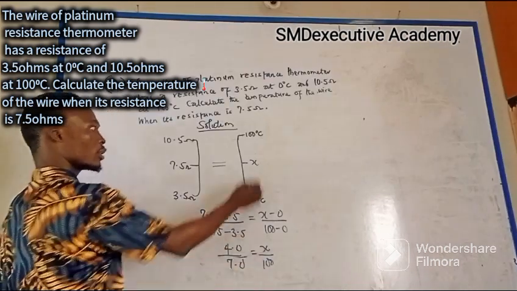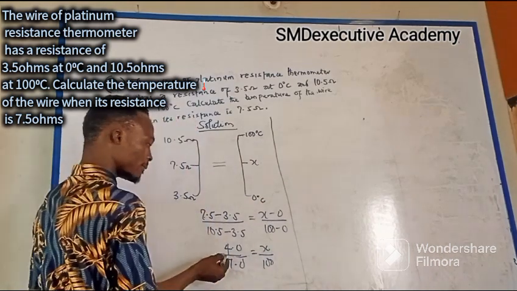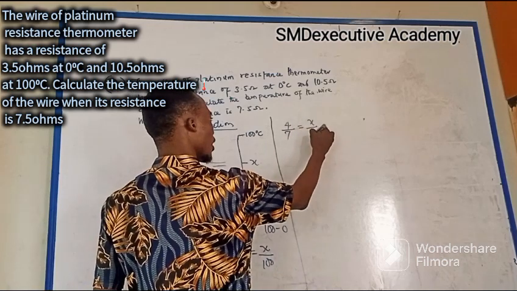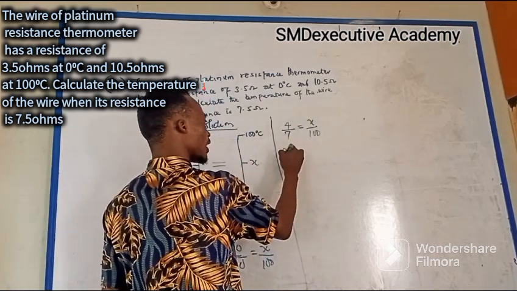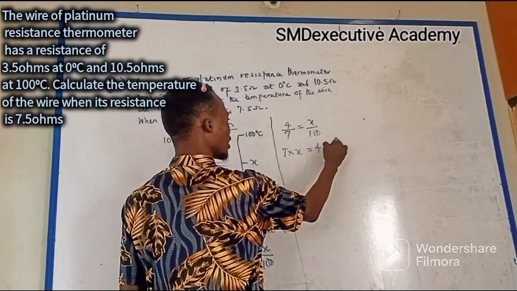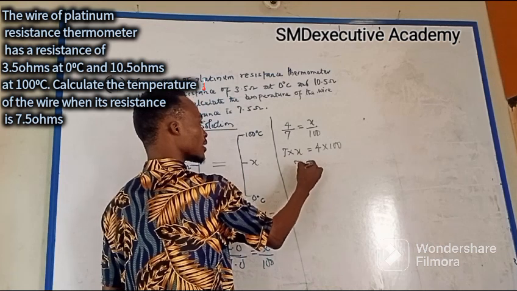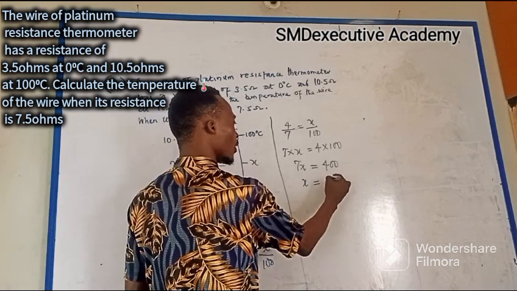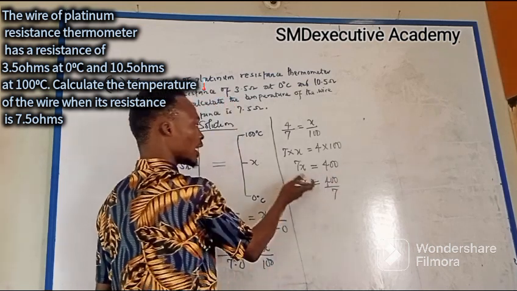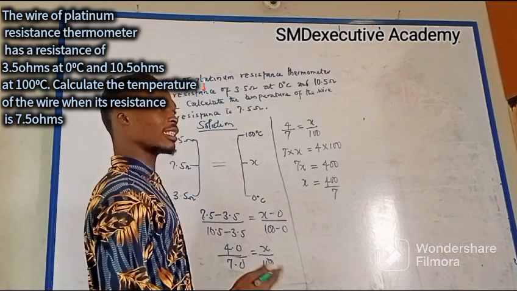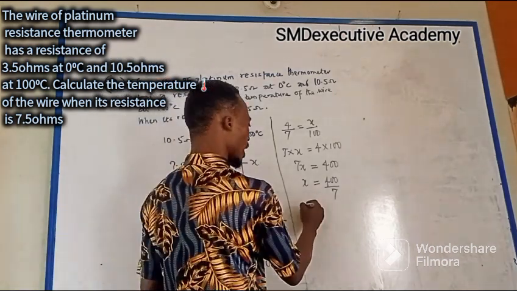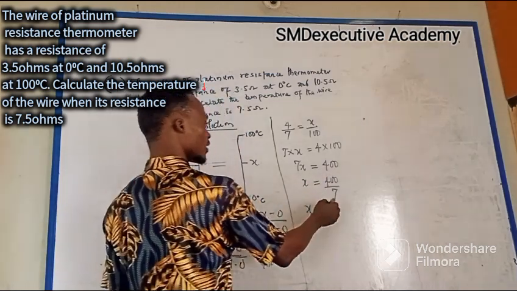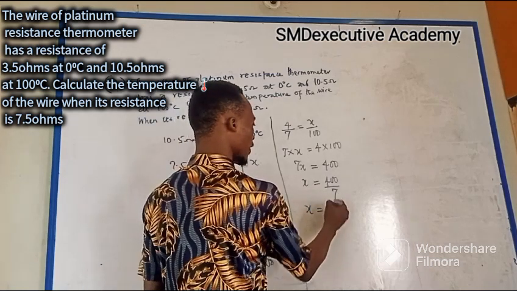So here we cross multiply. When you cross multiply, we have 4 over 7 is equal to x over 100. So 7 times x equals 4 times 100. That gives us 7x is equal to 400. Then x will be equal to 400 over 7, when you are dividing both sides by 7. And 400 over 7: 7 in 40 gives 5, 35.